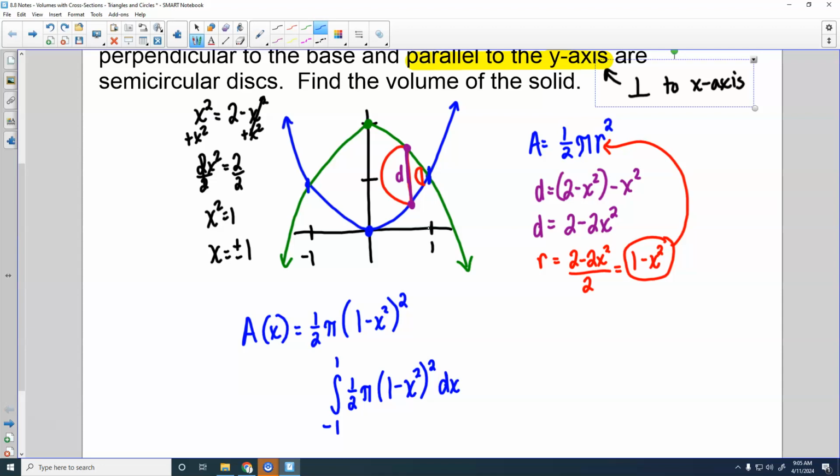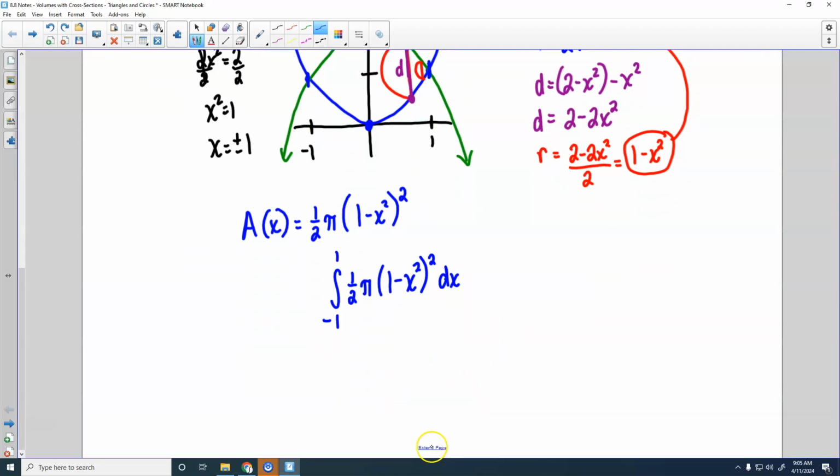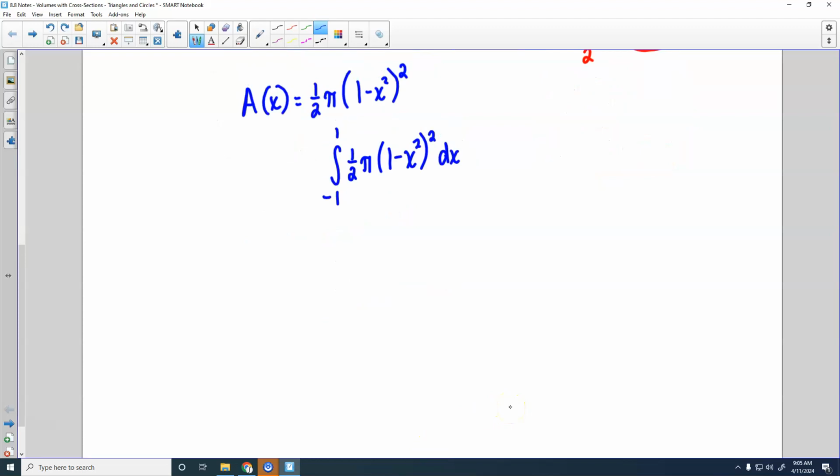0 to 2, but we're not doing it in terms of y, so we want to look at the x-axis here. Okay, I'm going to do this one by hand, but this is the only one we're going to do by hand here. So 1/2 pi is just a coefficient. I would pull it out. So I've got 1/2 pi integral from -1 to 1, and we need to square this out.